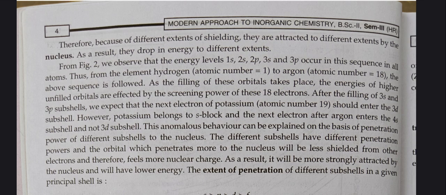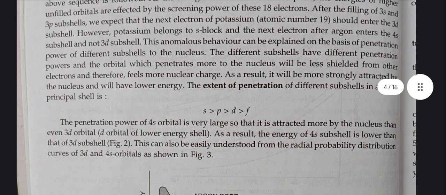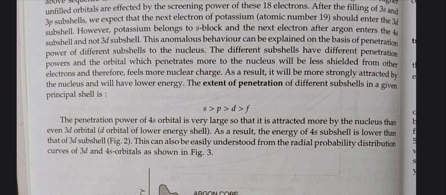This anomalous behavior can be explained on the basis of the penetration power of different subshells to the nucleus. The different subshells have different penetration powers, and the orbital which penetrates more to the nucleus will be less shielded from the electrons and therefore feels more nuclear charge. As a result, it will be more strongly attracted by the nucleus and will have lower energy. The extent of penetration of different subshells in a given principal shell is given below. The penetration power of the 4s orbital is very large, so that it is attracted more by the nucleus than even the 3d orbital. As a result, the energy of the 4s subshell is lower than that of the 3d subshell.